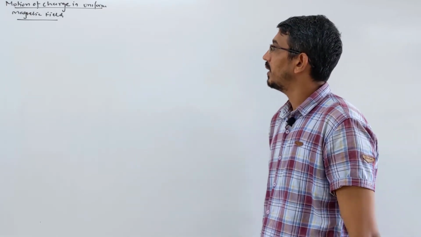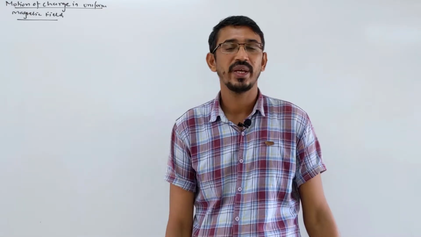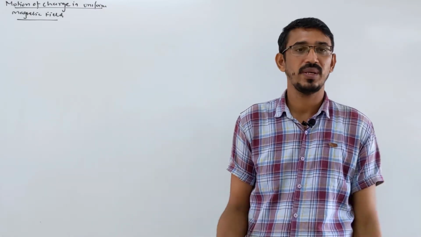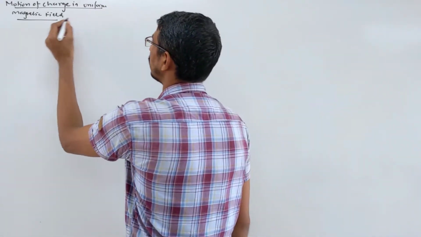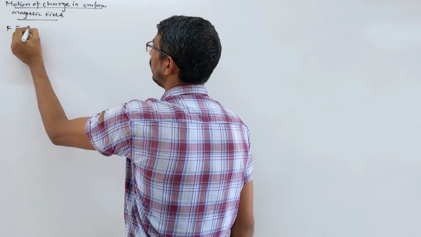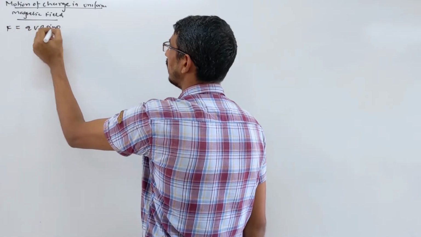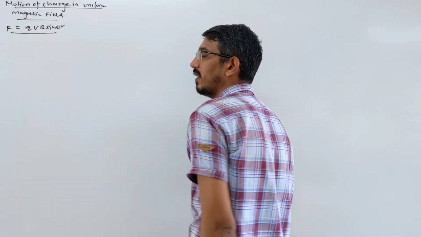Okay, so now we're learning how a charge moves when it is moving through a uniform magnetic field, and what path it will trace. Once more, for the magnetic force you understood Q, V, B and sin theta. So its motion mainly depends on the angle.